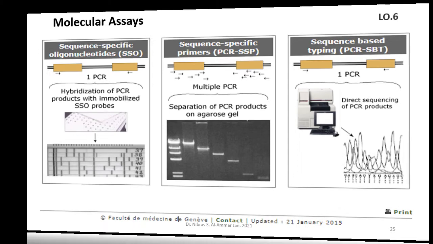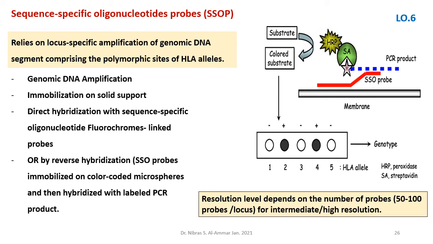In sequence-specific oligonucleotide probes, SSOP, this method relies on locus-specific amplification of a genomic DNA segment comprising the polymorphic sites of HLA alleles. After the genomic DNA amplification, there is immobilization on a cell support and direct hybridization with sequence-specific oligonucleotide fluorochrome-linked probes, or reverse hybridization, where SSO probes are immobilized on color-coded microspheres and then hybridized with labeled PCR products.